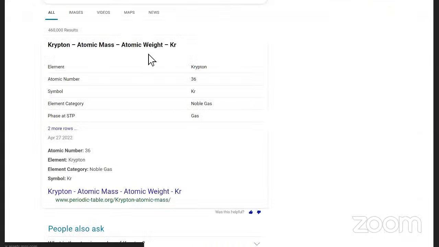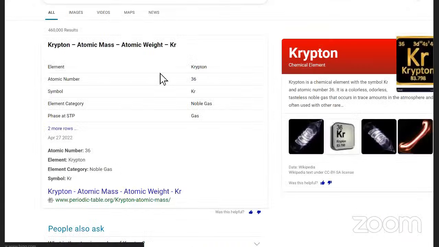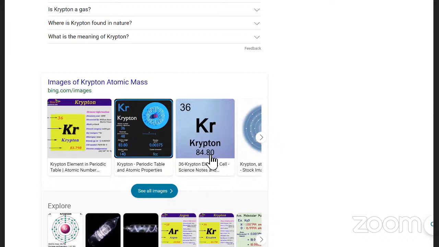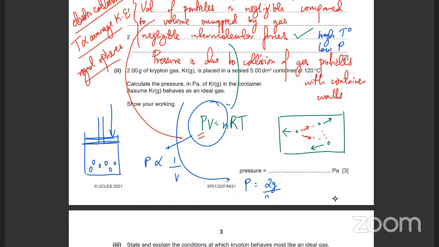I mean, bromine is 30. It's not. It's 36 actually, but that's the atomic number, not the atomic weight. 83.8, sir. Use the one that's given in the data booklet, so it's 83.8, right? And R is 8.31. So, what temperature should I use? 120 degrees centigrade is given over here.